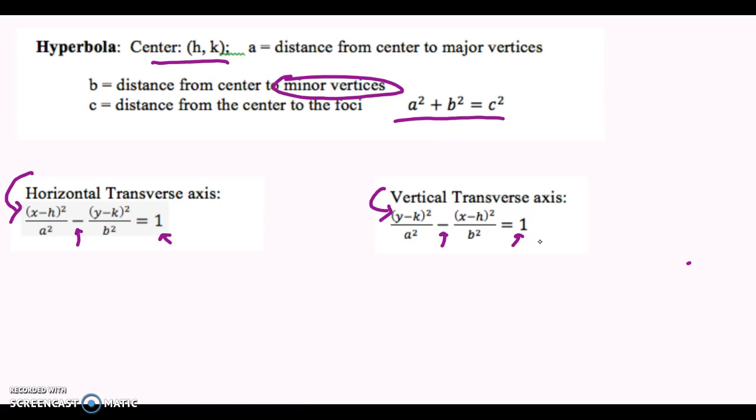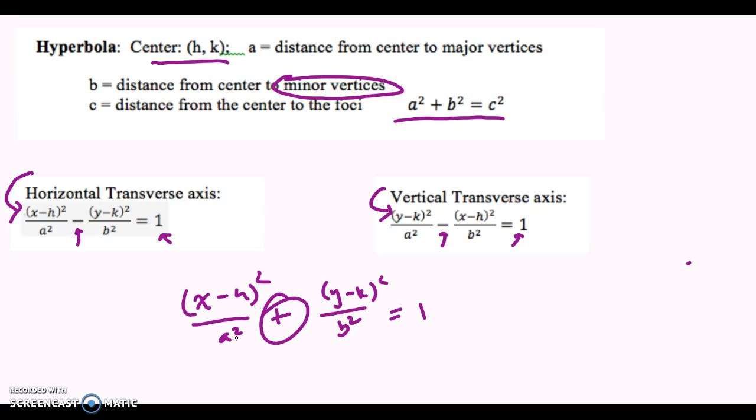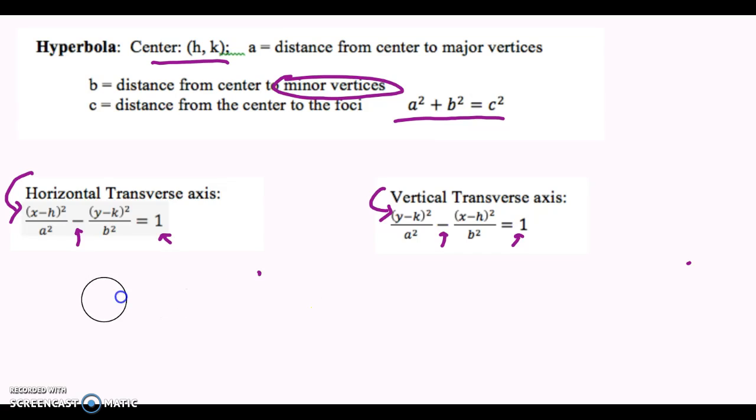So how does this differ from an ellipse equation? The equation of an ellipse was x minus h quantity squared over a squared, and you don't need to write this down for right now, plus y minus k quantity squared over b squared equals 1. They look exactly the same. The only difference is the plus sign. So that is going to be one key for you on how to distinguish whether or not you have a hyperbola or an ellipse in standard form.